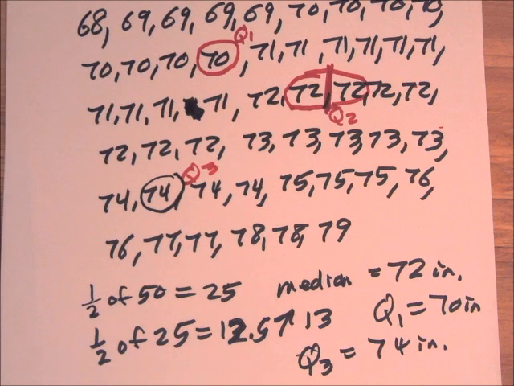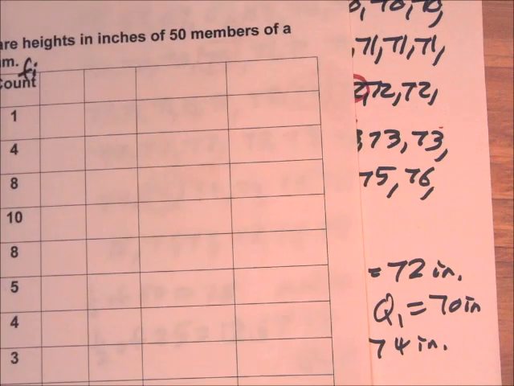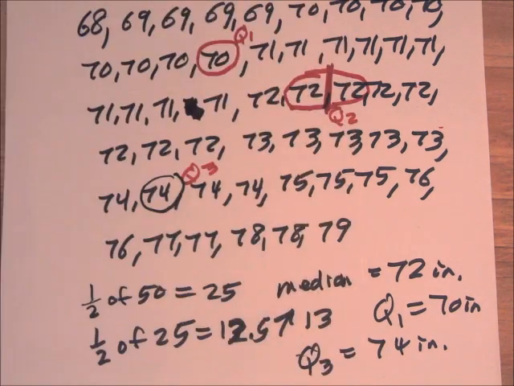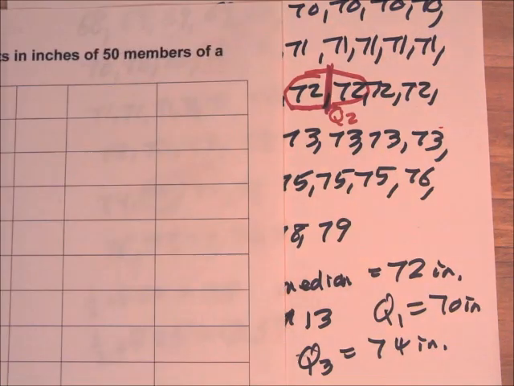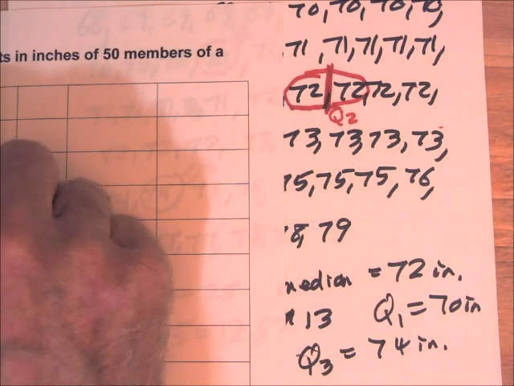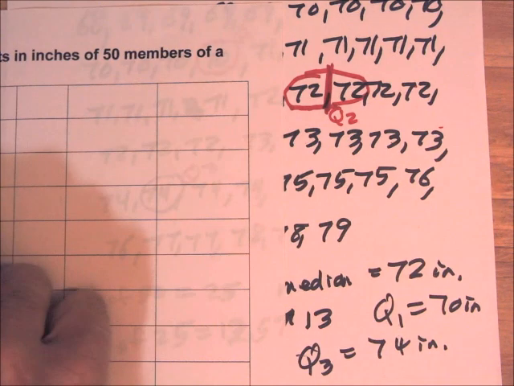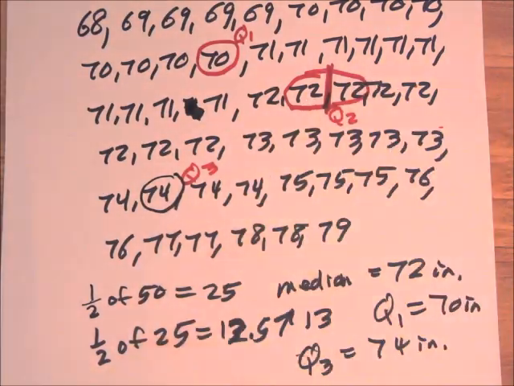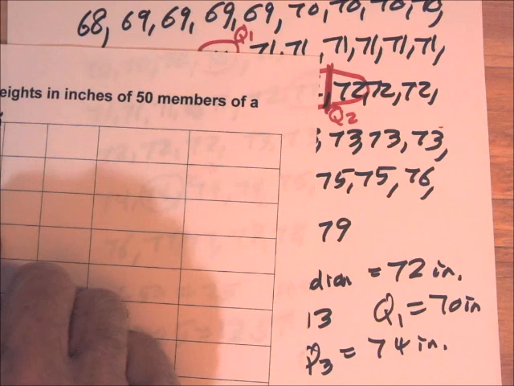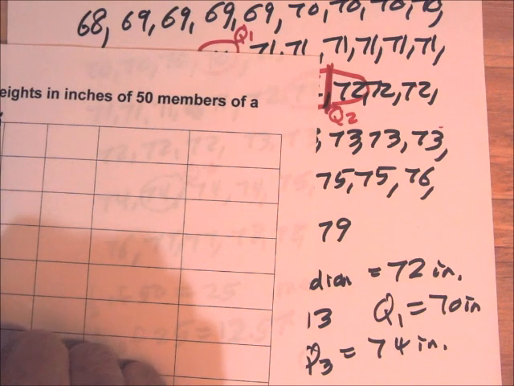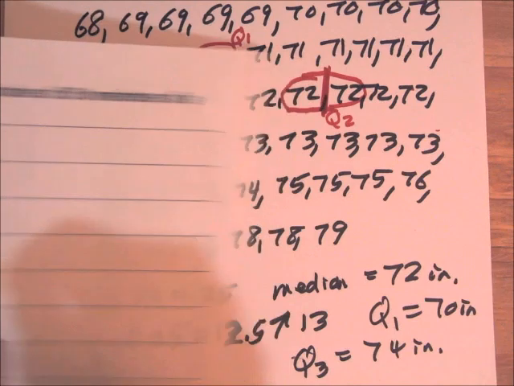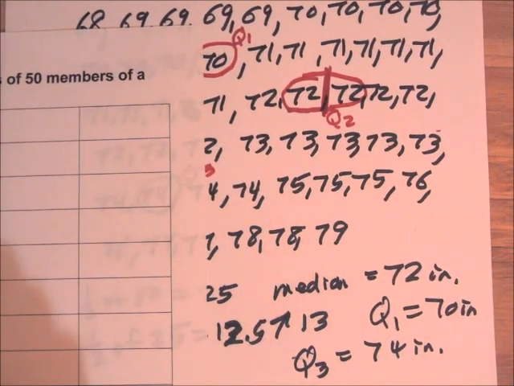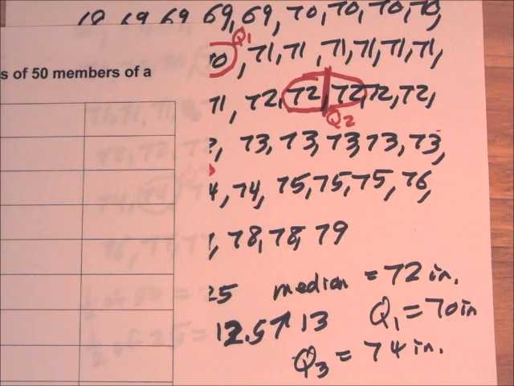So you can actually do this without writing all these out. For Q1, that's the 13th number, so we just add the counts until we get to 13. 1 plus 4 is 5, plus 8 is 13, that's in row 70. So that means 70 is Q1. If we keep going, Q2 will be the 25th. We're up to 13, 10 more is 23, and 8 more is 31. That puts us over, in row 72. So Q2 is going to be 72 inches.